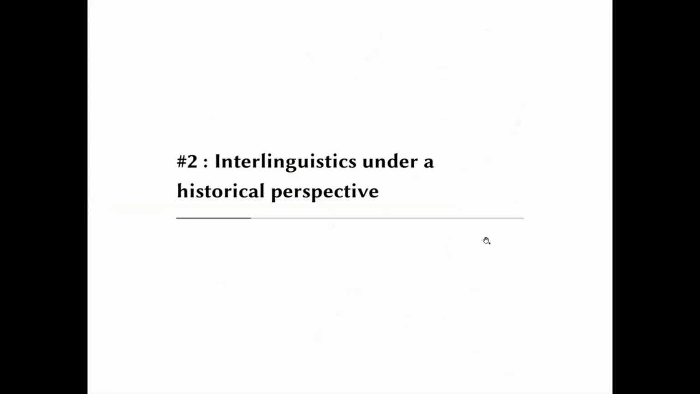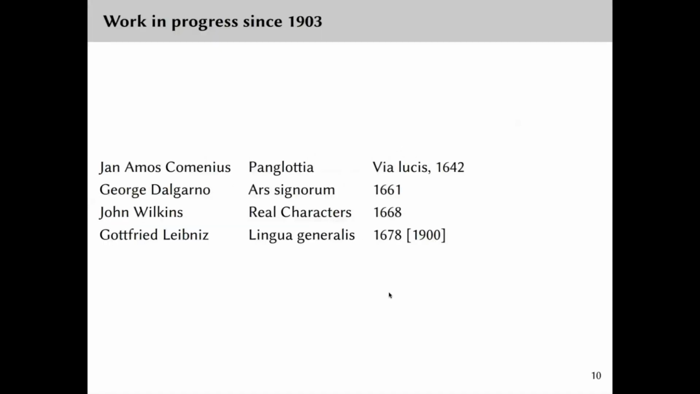So let's now go to the second section, having defined our objects of analysis: interlinguistics under a historical perspective. The main purpose of this talk is to show how classic interlinguistics can teach us something. So what does it mean, classic interlinguistics? That's why we have to go for a historical perspective. We have a work in progress since 1903 of interlinguistics as a discipline.